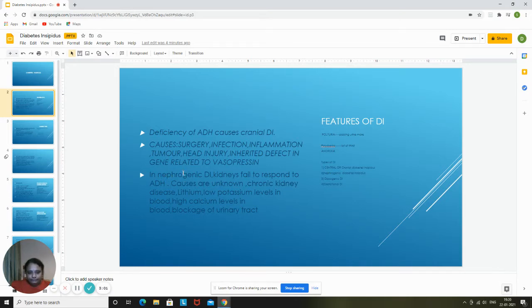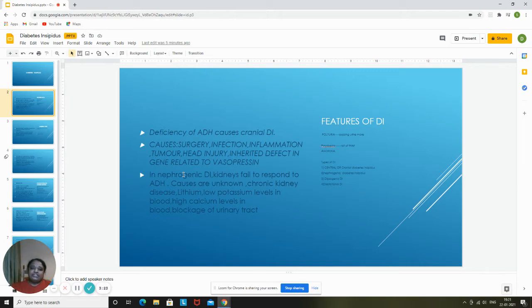So what are the types of diabetes insipidus? There are 4 types of diabetes insipidus. The first one is central or cranial diabetes insipidus. The second one is nephrogenic diabetes insipidus. The third one is dipsogenic diabetes insipidus. The fourth one is gestational diabetes insipidus.